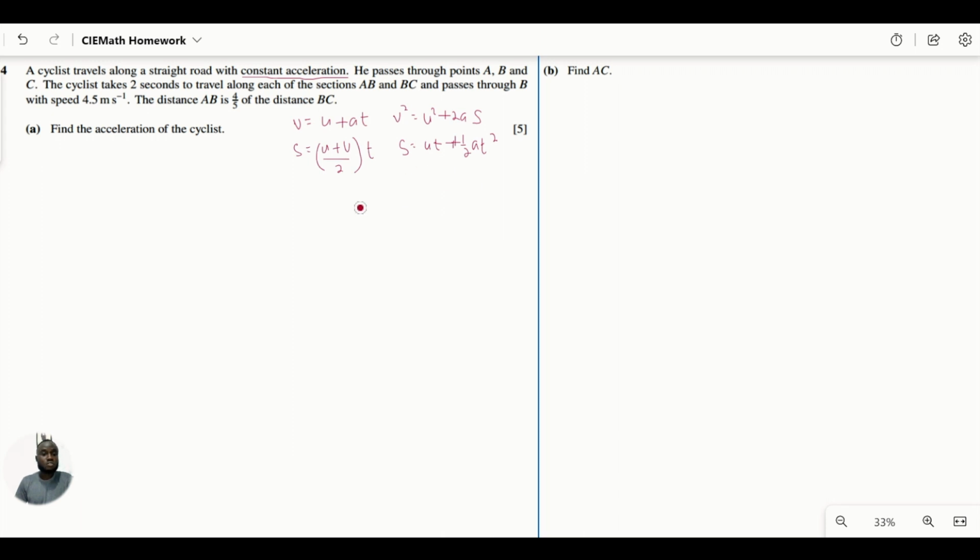There's a fifth equation I'd like to introduce here for those of you who are yet to see it. That is s equals vt minus half at squared. Now let's see how this equation works. First of all, let's rewrite this very first equation as, let's substitute this into this very equation and then see what we get.